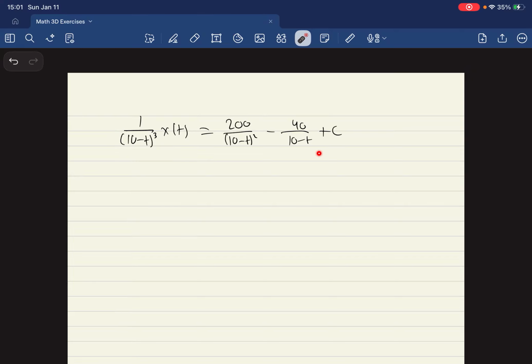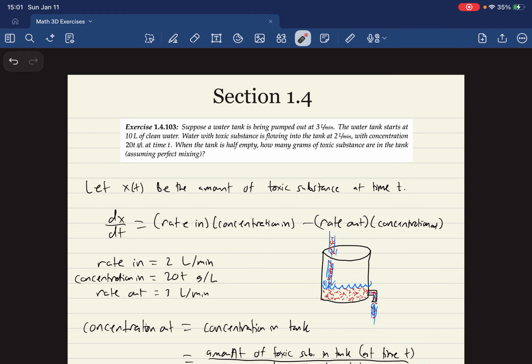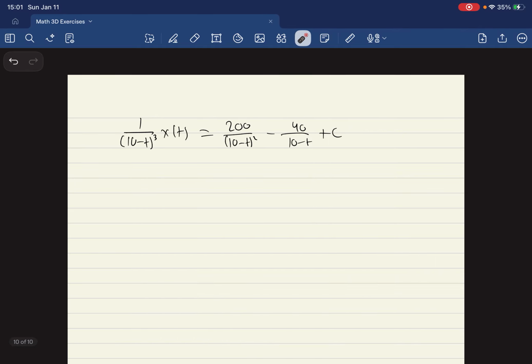Now, how do we find this constant c? Well, we need some kind of initial condition, right? And if we turn back to the problem statement, recall that the problem told us that the water starts at 10 liters of, and this is important, clean water. Now, clean water does not have any of the toxic substance, and so what this means is that at time t equals 0, our amount of toxic substance is going to be 0. So this is 0 when t is equal to 0.